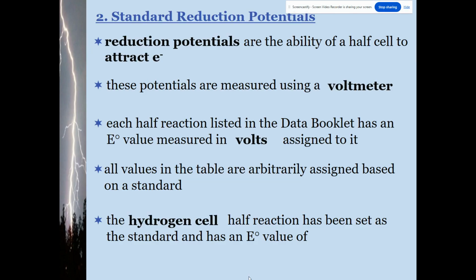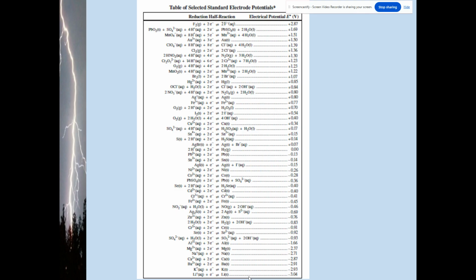Now, they are all arbitrarily assigned to a standard. So something that's been set as 0 and everything else is relative to it, and that is hydrogen. The hydrogen half reaction has been set at 0. And then everything above hydrogen is positive, everything below hydrogen is negative, and it again shows you how strongly it wants electrons. So if we look at the data booklet, there's hydrogen in the middle at 0. Okay?